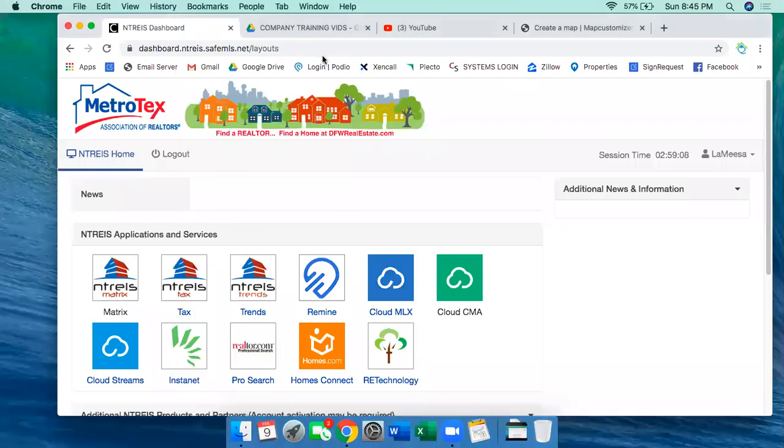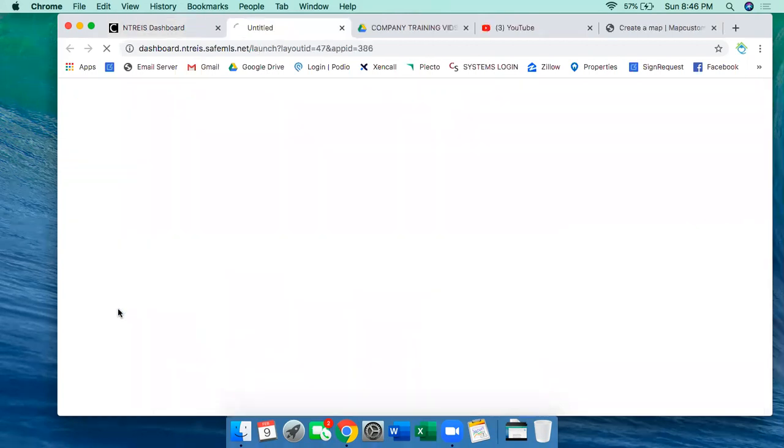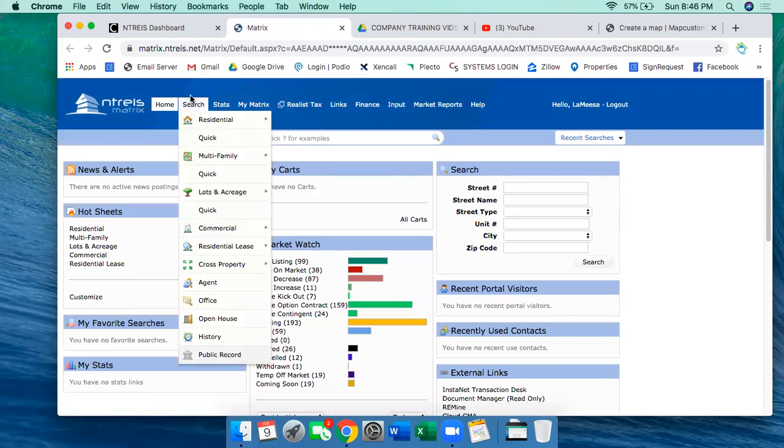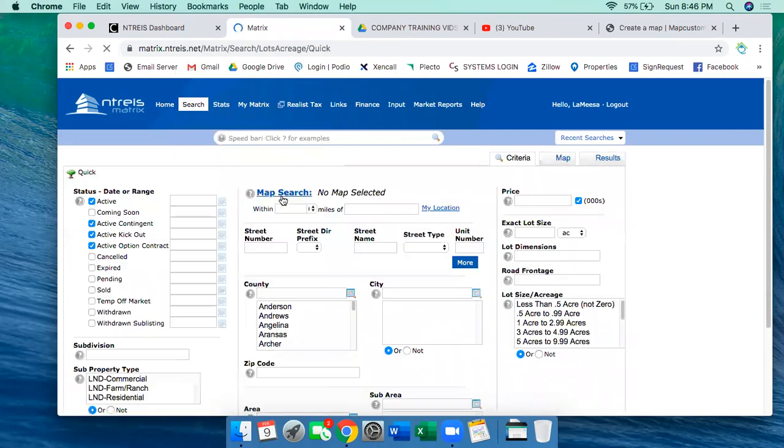All right, so for this video, this is MLS for land. It's very similar to the first video, MLS for homes. This will be comping properties that are lots, whether commercial or residential. So first thing is to go to Matrix and search lots and acreage with a quick search.